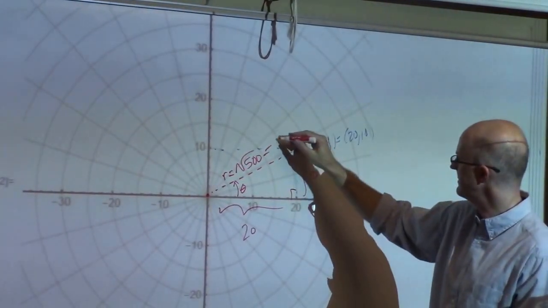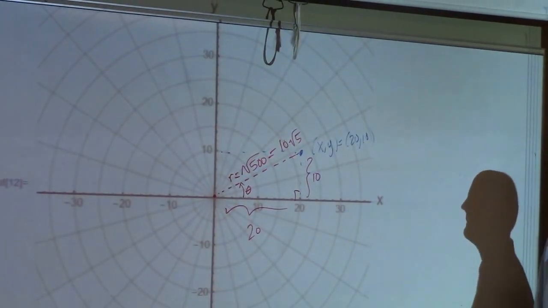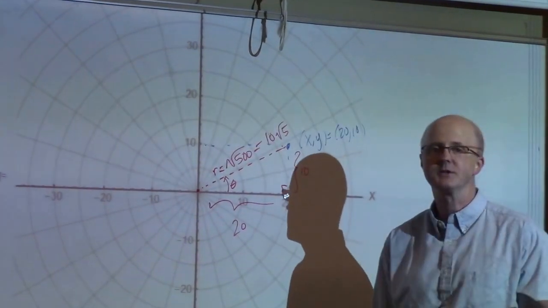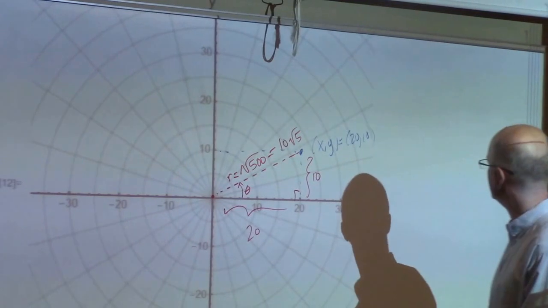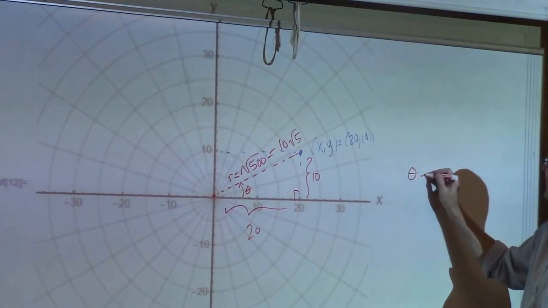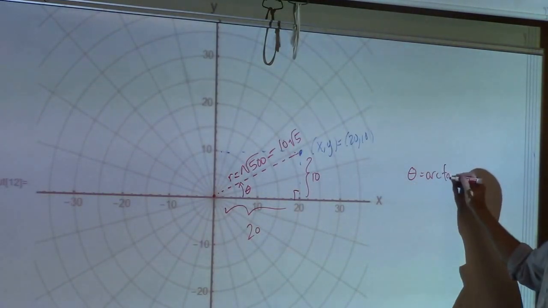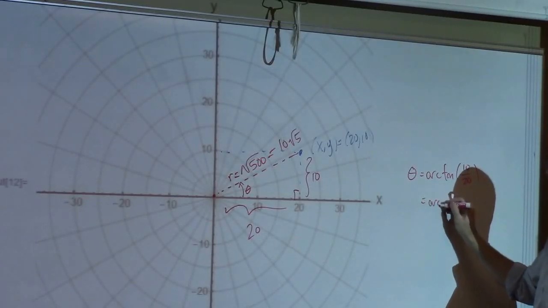Which, if you like, can be simplified to 10 square root of 5. We'll have to think about how that's done if you don't remember. The angle can be found using trigonometry, SOHCAHTOA. TOA in particular: tangent of the angle is opposite over adjacent, so the angle can be calculated, since it is in the first quadrant, as the arctangent of 10 over 20, which is the arctangent of 1/2.